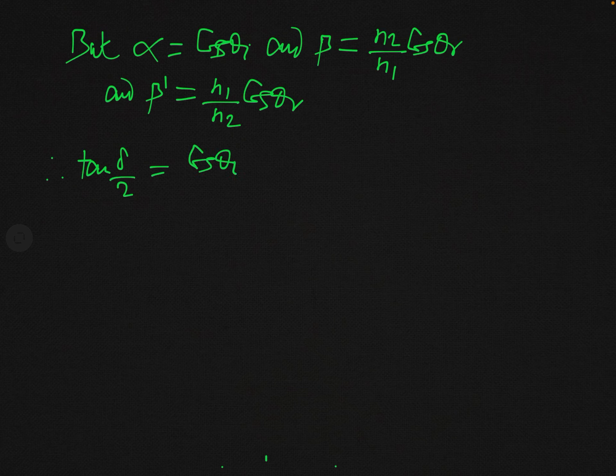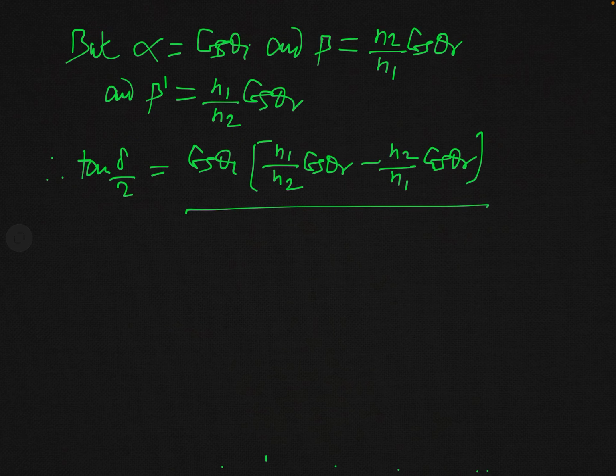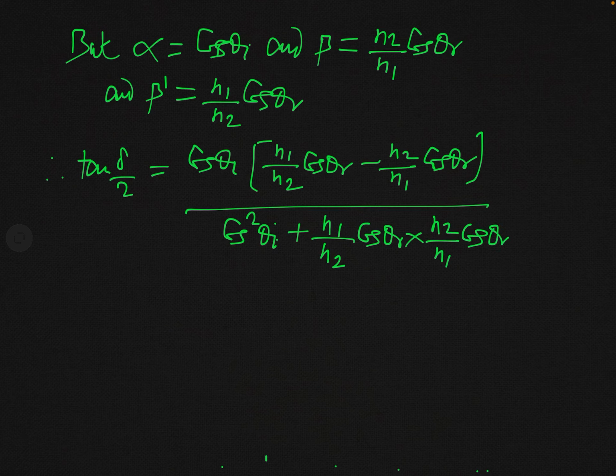So now tan delta by 2 is equal to what? Let us substitute the values of alpha, beta and beta prime. This will be cos theta I into n1 by n2 cos theta r minus n2 by n1 cos theta r, over cos square theta I plus n1 by n2 cos theta r times n2 by n1 cos theta r.